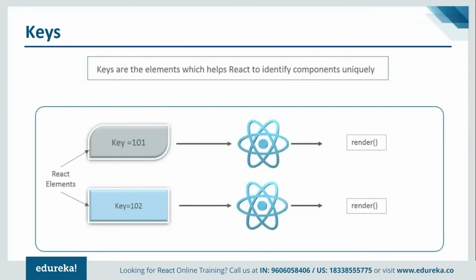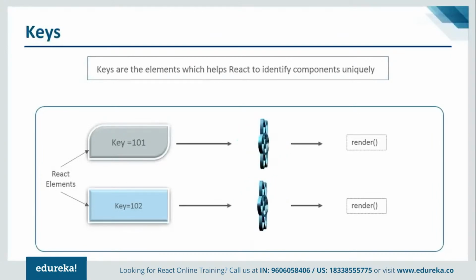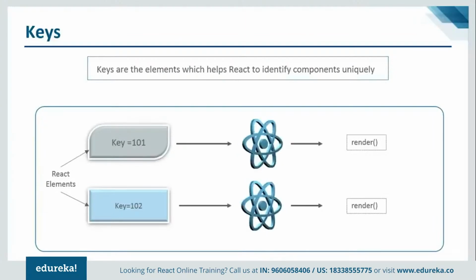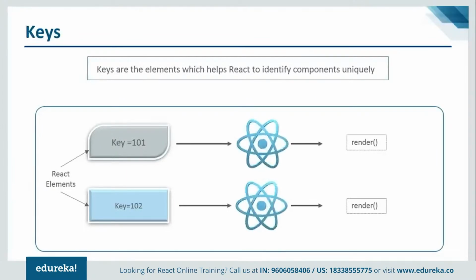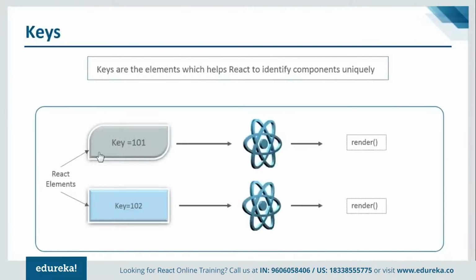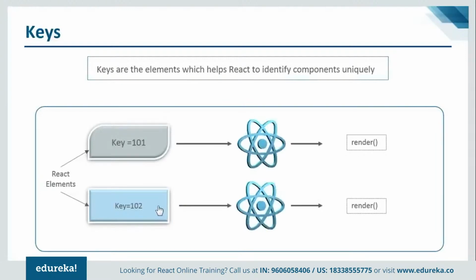Well, keys are the elements which help React to identify different components uniquely. They are especially helpful when we are working with dynamically created components. Assigning the key value will help you identify the components uniquely even after they have changed. As you can see from this diagram, here we have two components with different key values. One with key 101 and one with key 102.